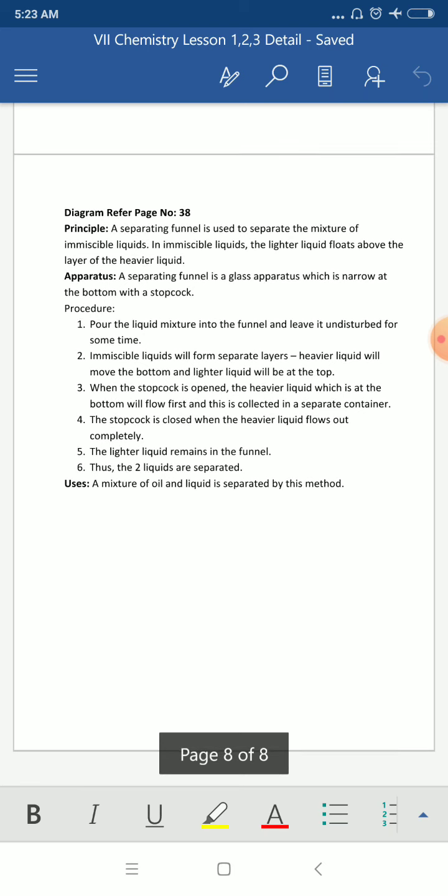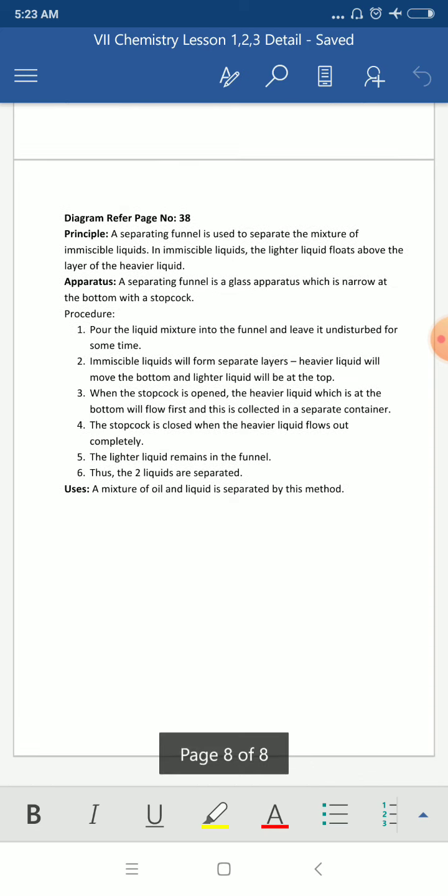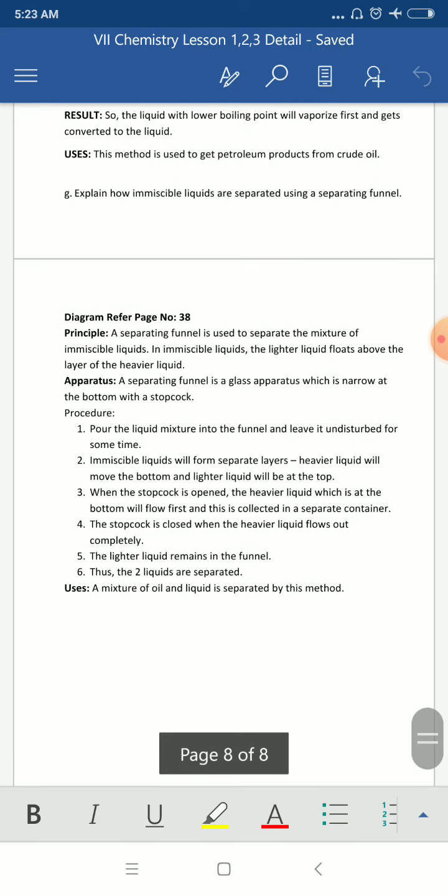Once the layers are formed, we can open the stopcock. The heavier liquid which is at the bottom will flow first and is collected separately in a container, whereas the lighter liquid is retained in the separating funnel itself. Thus, the two liquids are separated. A mixture of oil and water can be separated by this method.